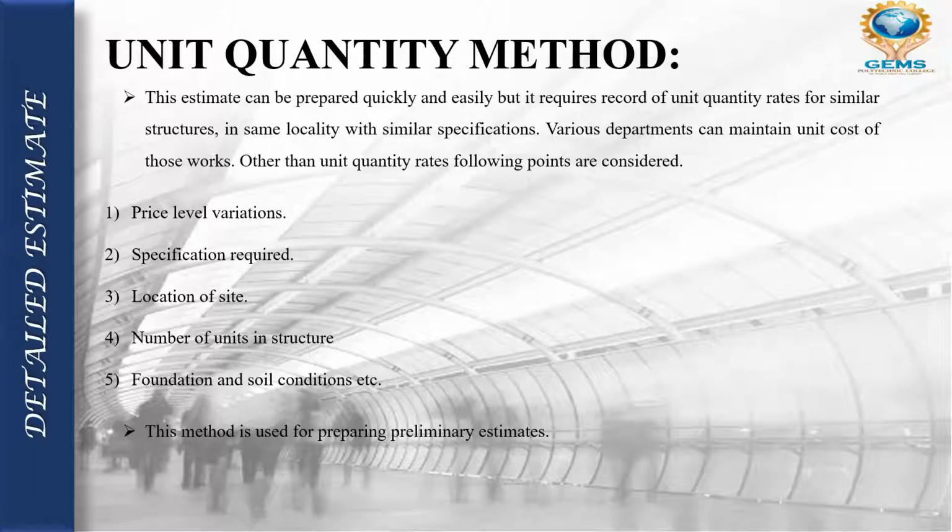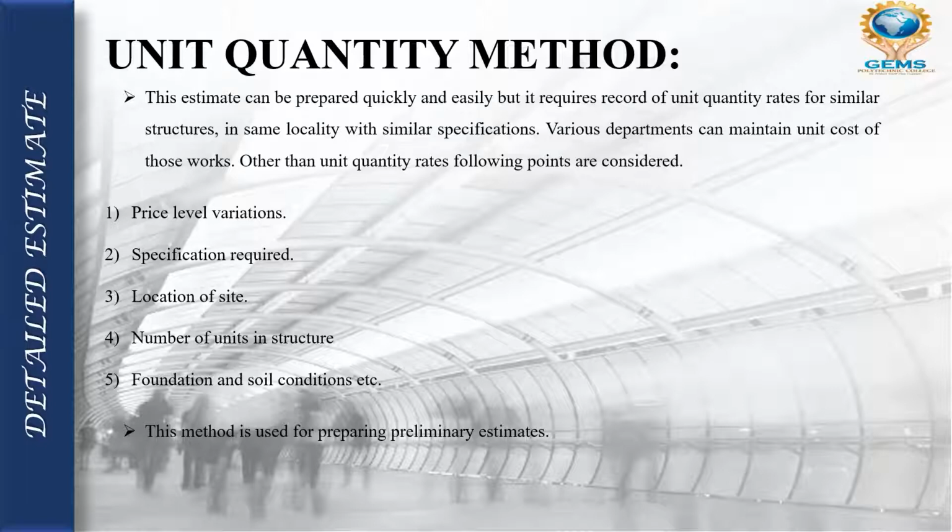neighbors, right. How will the soil conditions be here, and at what distance will the water level be? These are things we will simply ask. So that is the unit quantity method. Unit quantity method means this estimate can be prepared quickly and easily, but it requires a record of unit quantity rates for similar structures in the same locality with the same specifications.